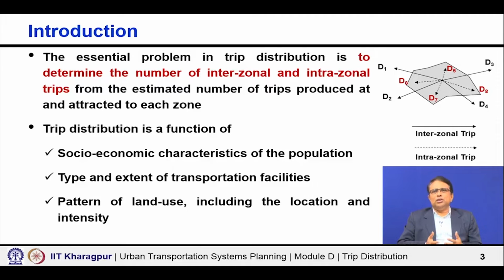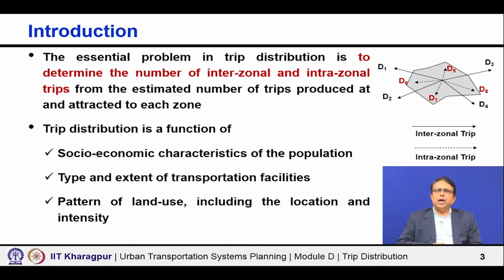Obviously, you can logically understand that if there are two identical attractions, and one place is very well connected by public transport while the other place is not so well connected, then the location which is well connected by public transport will have more people travelling to that destination.